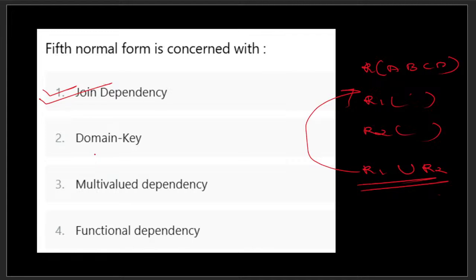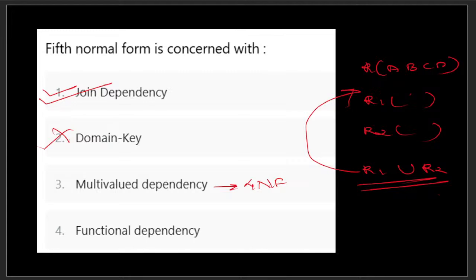So what is domain key then? Domain key refers to a constraint based on domains and keys. It is based on domains and keys, but it is not specifically related to fifth NF. So that is why this is not the correct answer. If we talk about multi-valued dependency, it is concerned with 4NF. It has nothing to do with 5NF.